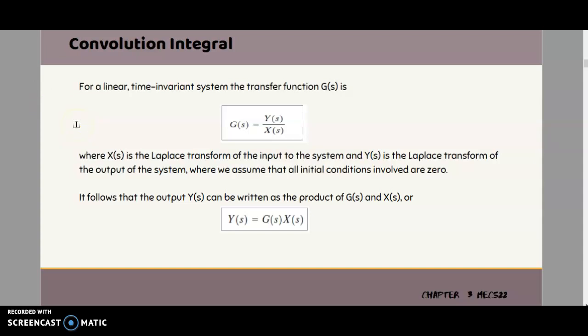You know that G equals Y divided by X. This is the transfer function, and you must assume that all initial conditions are 0. Then you can write Y(s) equals G times X, meaning that you can find the output Y based on G. This one is known, so you can find the output.